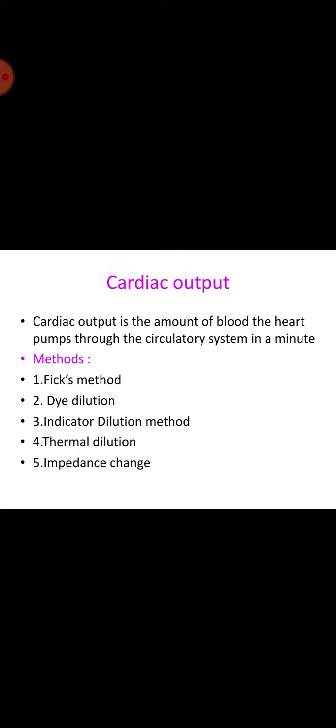Welcome to this module. In this module, we'll be looking into the measurement of cardiac output. Cardiac output is the amount of blood delivered by the heart to the aorta per minute. And there are various methods for measuring the cardiac output. That is direct method, Fick method, indicator dilution, thermal dilution, and impedance change method.